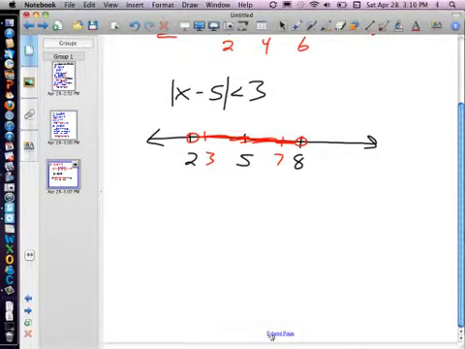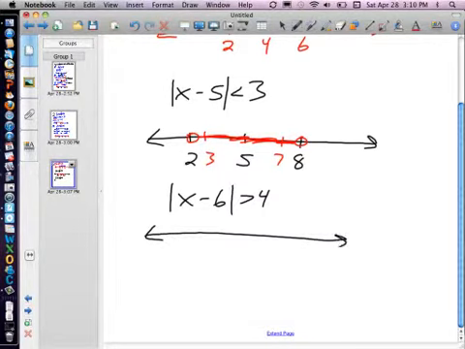That model also works for greater than. So if I said the absolute value of x minus 6 is greater than 4, if we were to graph that, we can say the distance between x and 6 is greater than 4. So 4 away from 6 would be 10, and we need everything greater than that. And the distance between x and 6 on the other side is greater than 4, so that would be 2. And that distance has to be farther than 4 away, so we're going this direction.